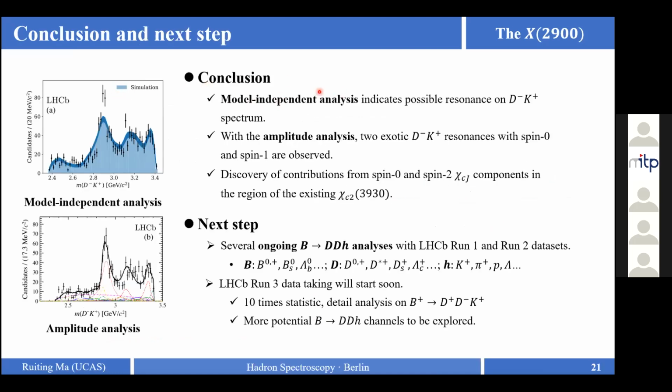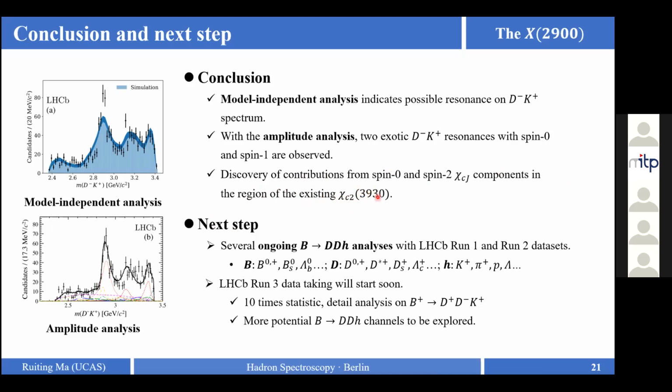So, conclusion: we use a model independent method to study the intermediate states in the B+ to D+ D- K+ decays, and the results indicated some possible resonances in the D- K+ spectrum. So we then performed an amplitude analysis on the same data set, and two exotic D- K+ resonances with spin 0 and spin 1 were observed. We also discovered contributions from spin 0 and spin 2 Ds components in the region of the existing Ds2(3930) state.